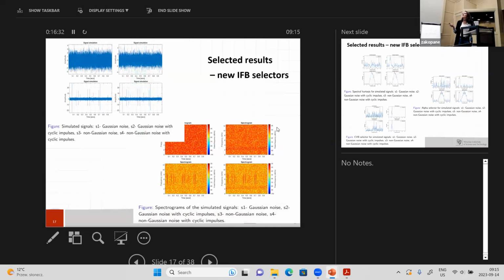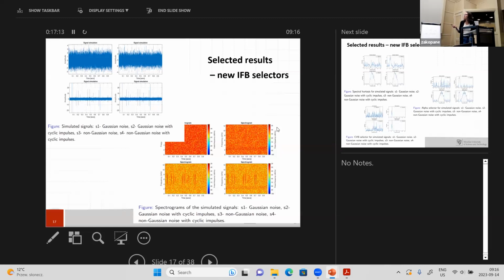Here we have simulated signals in order to control how the methods work for special cases. And here we have four easy cases. First, this is just Gaussian noise without cyclic impulses. So here we are not expecting local damage. The second one is Gaussian noise with cyclic impulses hidden in the Gaussian noise. The next one is non-Gaussian noise without cyclic impulses. So here we are not expecting local damage. And this is the most challenging case: the non-Gaussian noise, and inside you have cyclic impulses that you cannot observe in the time representation.